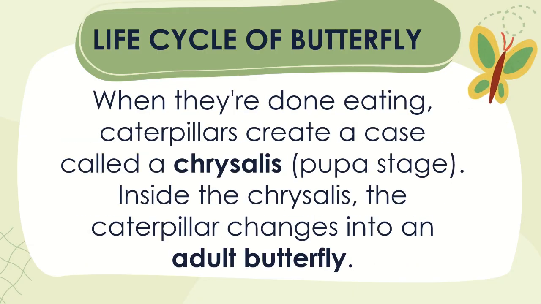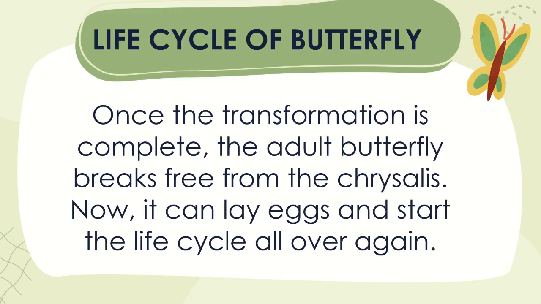When they're done eating, caterpillars create a case called a chrysalis, or the pupa stage. Inside the chrysalis, the caterpillar changes into an adult butterfly. Once the transformation is complete, the adult butterfly breaks free from the chrysalis. Now, it can lay eggs and start the life cycle all over again.